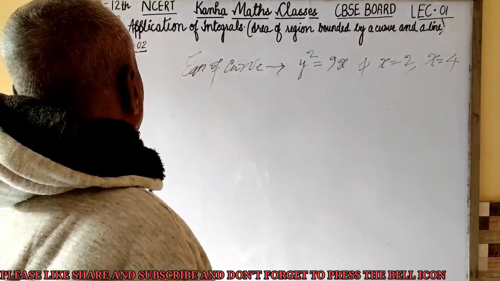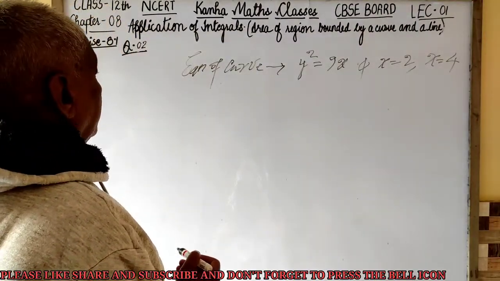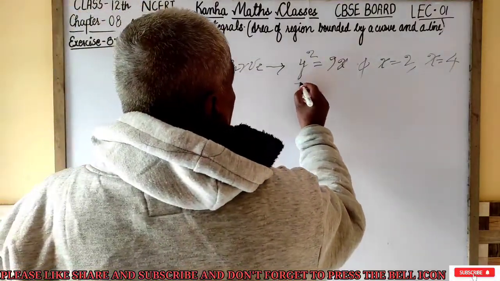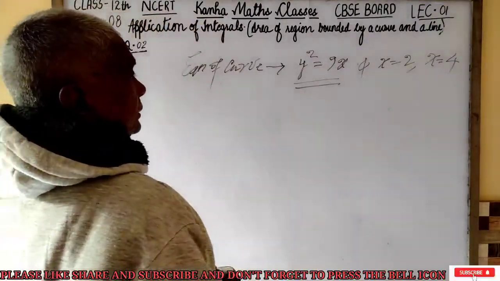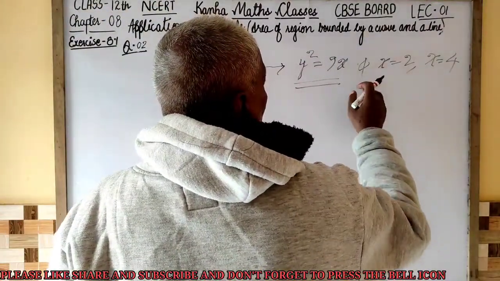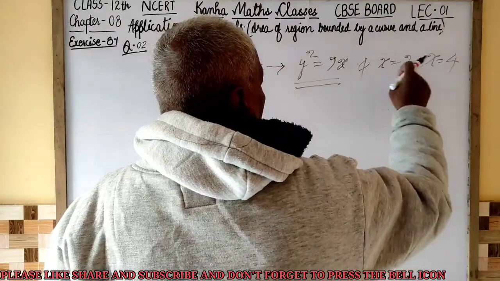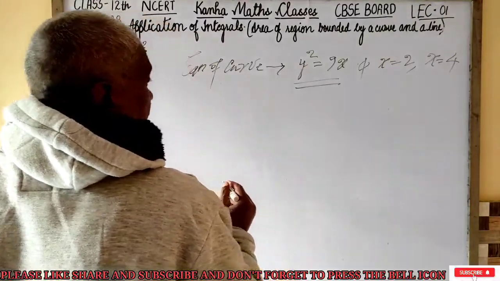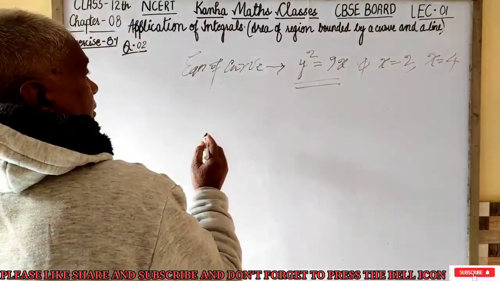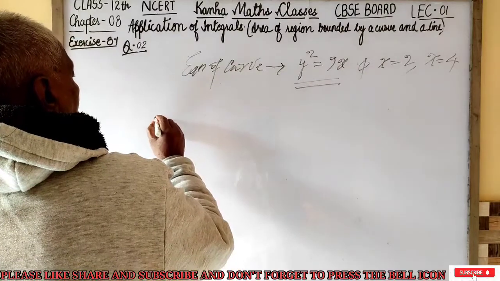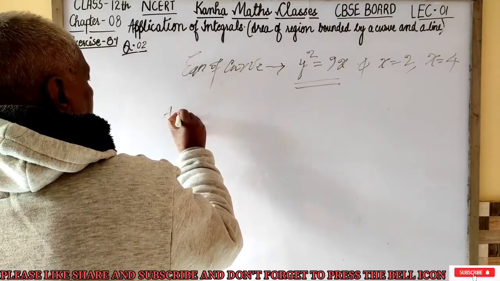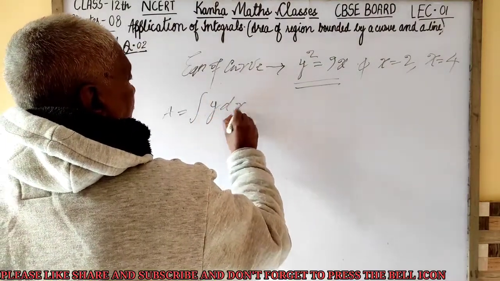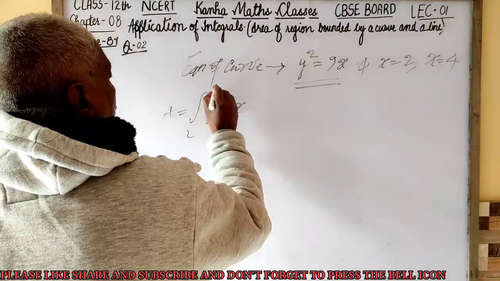Now question number 2 under exercise 8.1. Here we are given the equation of the curve y square is equal to 9x, and the straight lines, that is, the upper limit and lower limit are given. We have to find the area of the region bounded by the curve and these straight lines. A is equal to the integral of y dx, with lower limit 2 to upper limit 4.